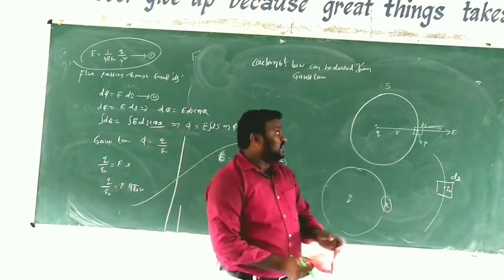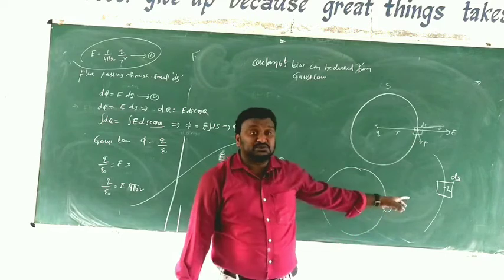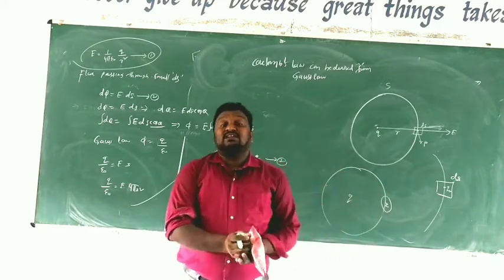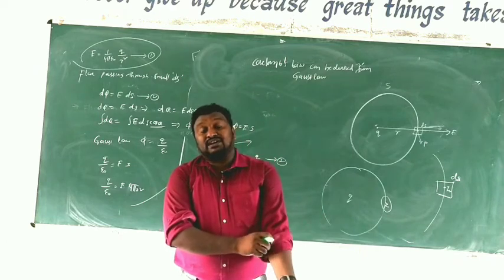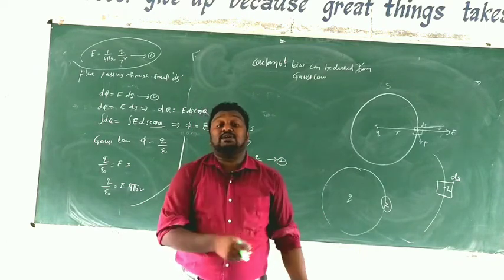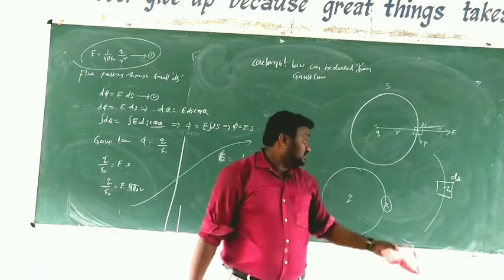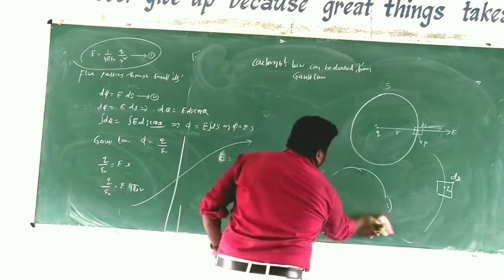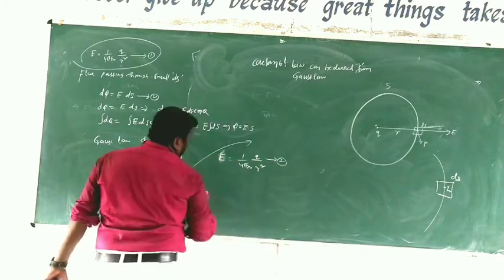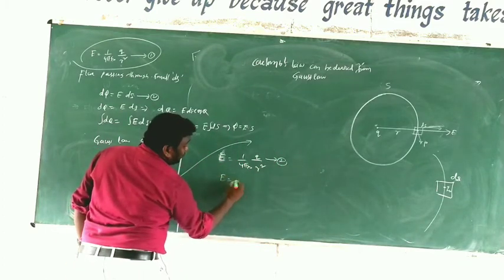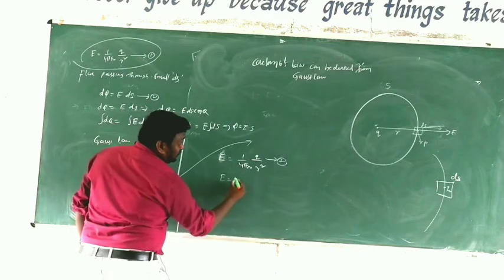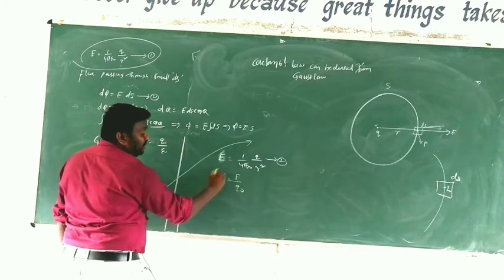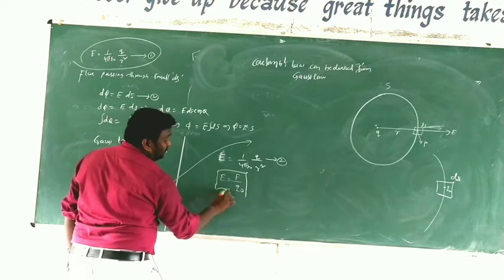At the point P, we are now keeping a unit positive charge. When the unit positive charge is kept there, obviously it should be influenced by the charge Q. That's why we will write the electric field intensity there. What do you write? E is equal to F by Q naught.